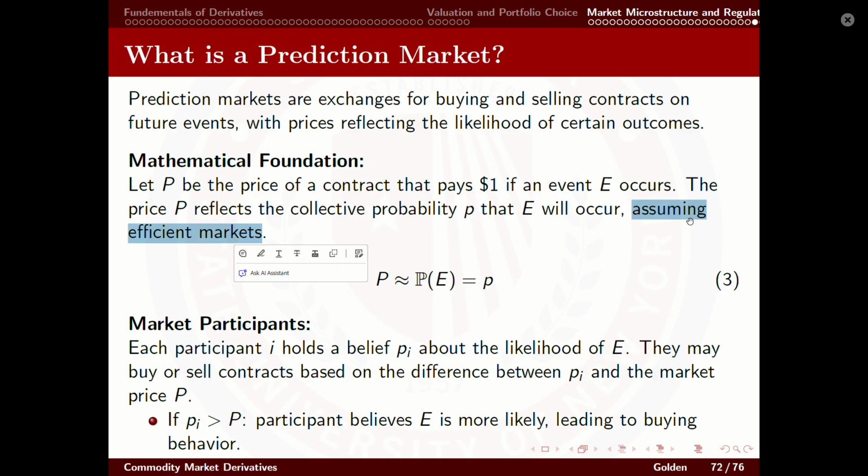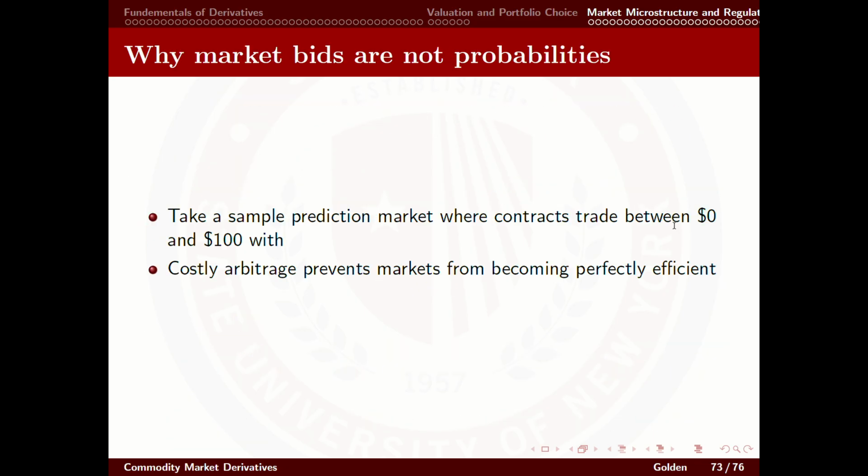You're assuming efficient markets, which don't always happen, and there are a lot of reasons I'll show just now why that might not happen. So each participant i holds a belief p_i about the likelihood of E, and they may buy or sell a contract based on the difference between p_i and the market price P. If p_i is greater than P, the participant believes E is more likely, leading to buying behavior. But why are these not probabilities?